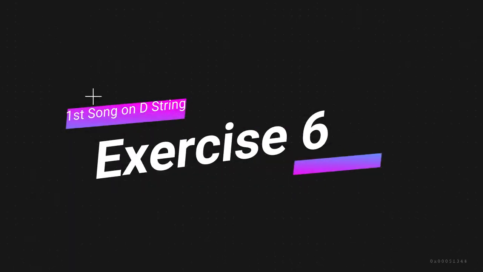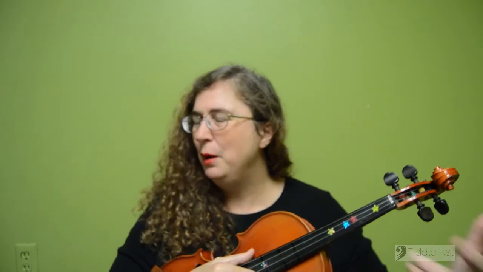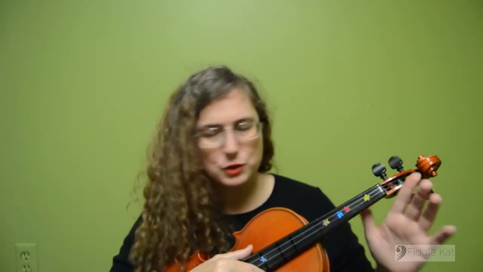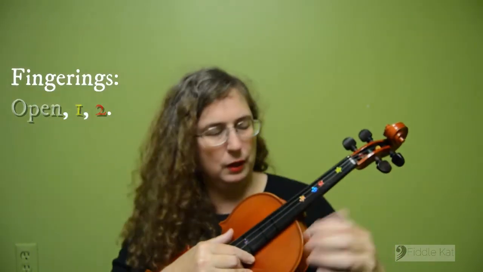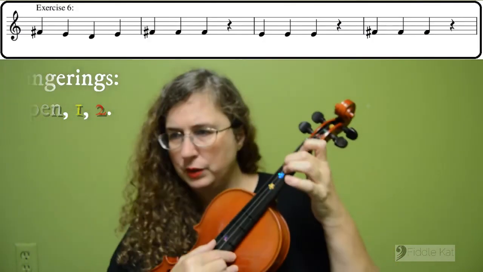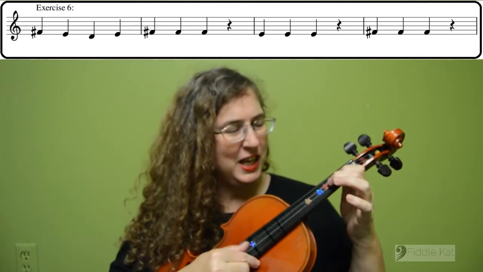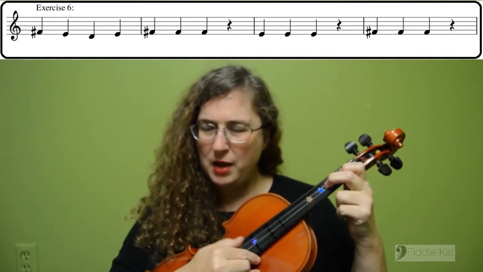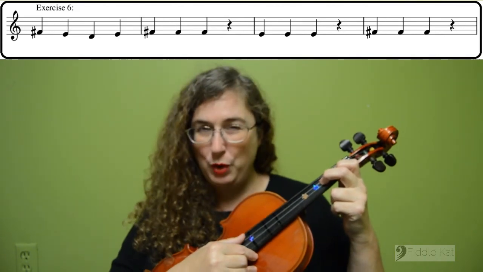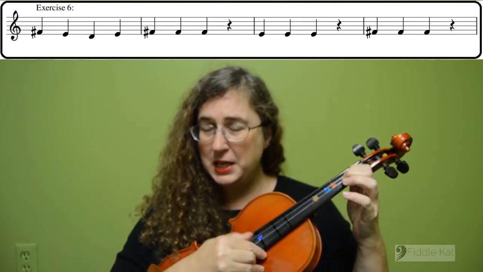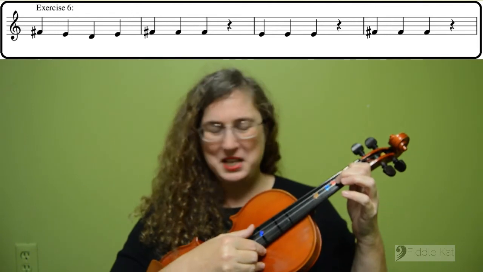Okay, in this last exercise here, we're going to actually learn how to play a song. You'll actually recognize it, hopefully, in a few minutes once you've played it in 3 seconds. Okay, so we're going to start off and we're going to use just open, 1st and 2nd finger. We're going to start off on the 2nd finger with F sharp, E, D, E, F sharp, F sharp, F sharp, rest. E, E, E, rest.